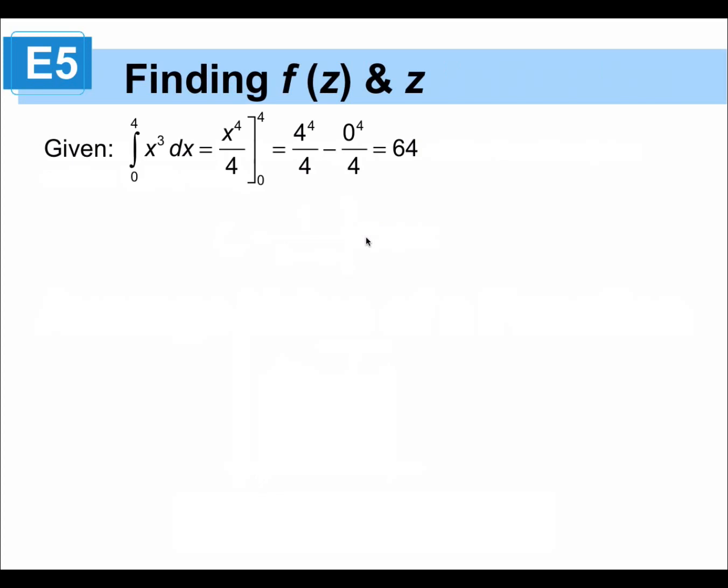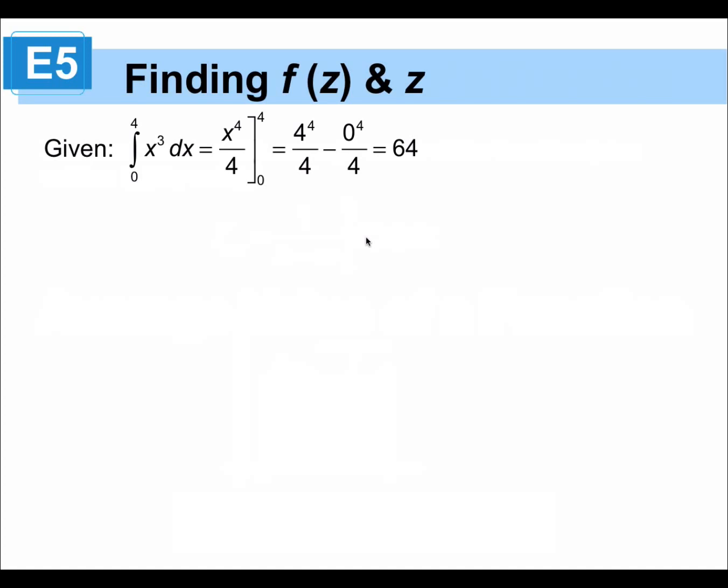Okay, so here's the first function. X cubed will deal with something we can work with. Easy to find the antiderivative of. And I'm going to start by calculating the value of that integral, because I'm going to need that somewhere in the calculation. So the area under the curve from 0 to 4 of x cubed is equal to that value of 64. We've done that one a number of times now.